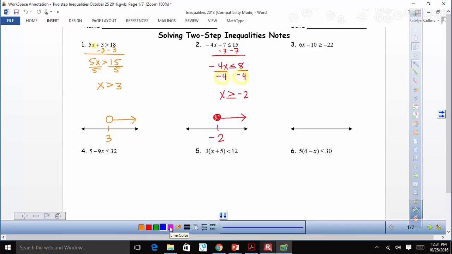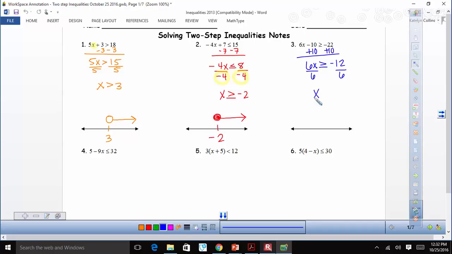Okay, so for number 3, again, we're trying to get x by itself. So Bella, what would you do first? You would add 10 to both sides. Very good. That would give me 6x is greater than or equal to negative 12. Okay, Chris, what would you do next? Divide by 6. Very good.